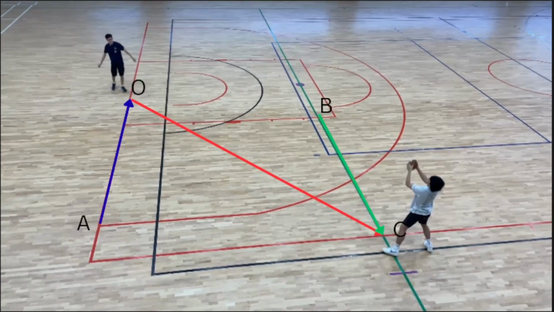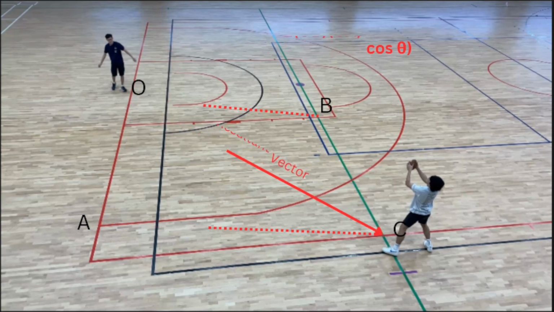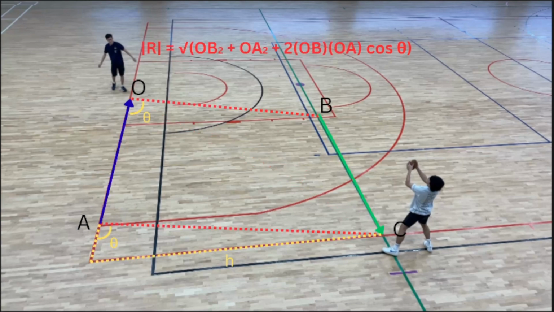To find the magnitude of the resultant vector, we can employ the parallelogram rule formula: the square root of OB squared plus OA squared plus 2 times OB times OA cosine theta. To find theta, we take the tangent inverse of the height of the parallelogram divided by AC, which gives us 43.363 degrees.